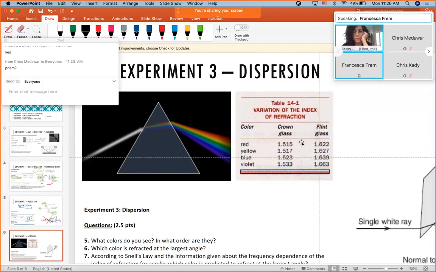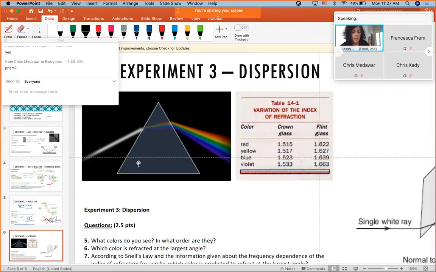I've seen in the table, like each color has a different index of refraction. So when they pass through the prism, they will deviate with different angles. So we'll see each wavelength on its own. So we'll see many colors. Thank you so much. That was very accurate, actually, Francesca.